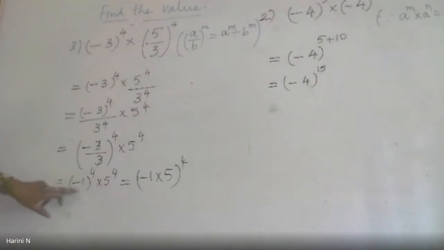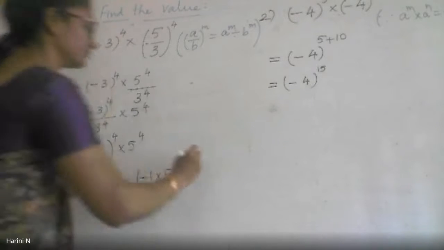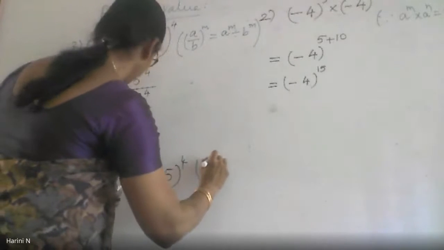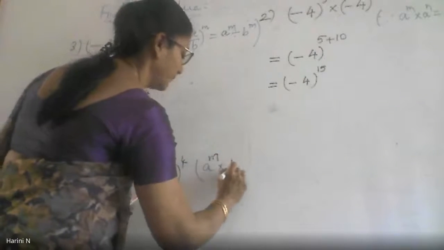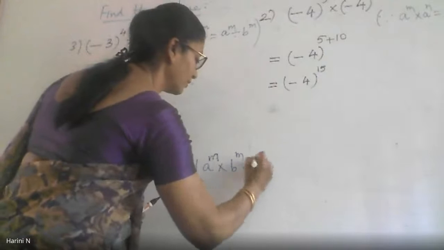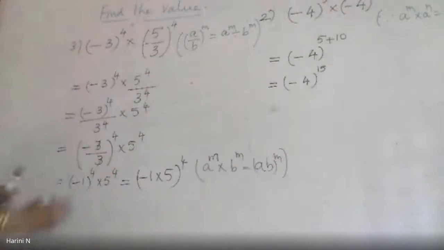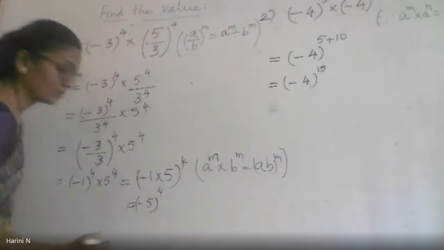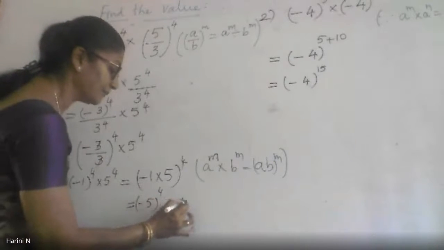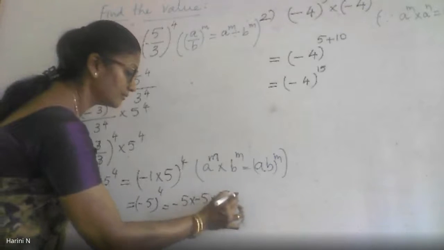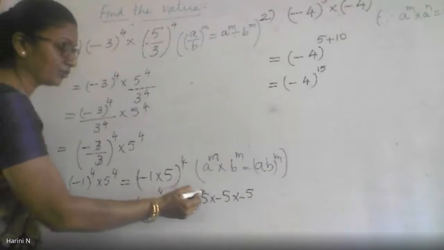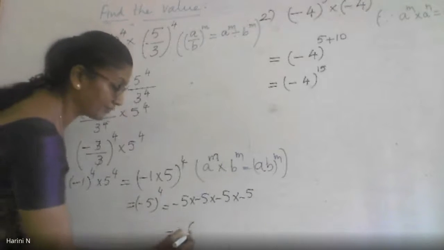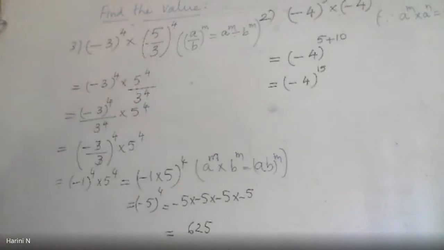See again, I have used the multiplication now. Which is the law I have used? A to the power m into b to the power m will be ab to the power m. I have taken a and b inside, I've taken a common power there. So what does it become now? It becomes negative 5 to the power 4. Or I can say negative 5 is getting multiplied 4 times. 5 into 5 into 5 into 5 will be 625. Will it be a positive 625 or a negative 625?